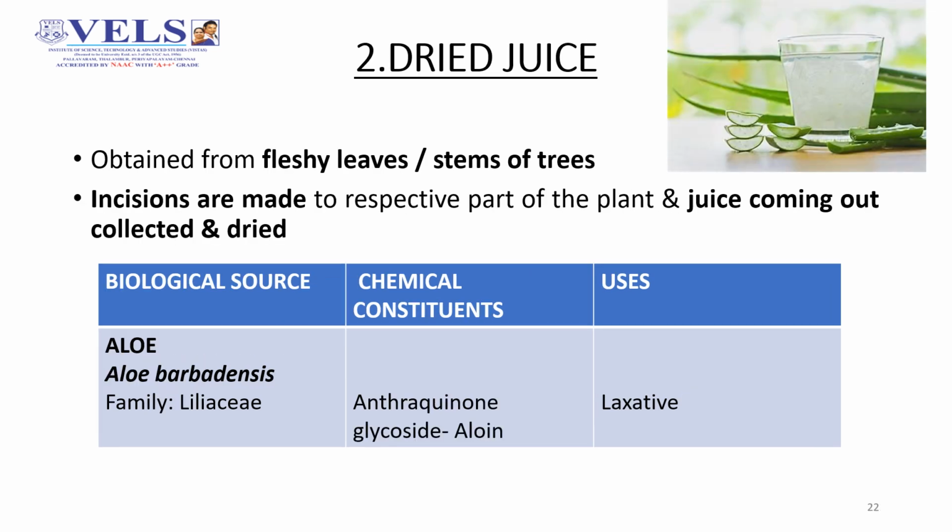Then next is dried juice, that is aloe vera. I think most of you are familiar with this aloe vera gel and all. So this is obtained from fleshy leaves or stem of trees. After incision only we will collect this juice, and after getting the juice it is collected and dried. Then this is Aloe barbadensis, belonging to family Liliaceae. Then chemical constituents are anthraquinone glycosides, mainly aloin, also containing barbaloin, emodin, etc. Then uses are laxative.